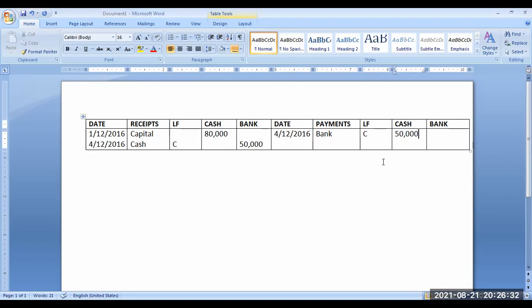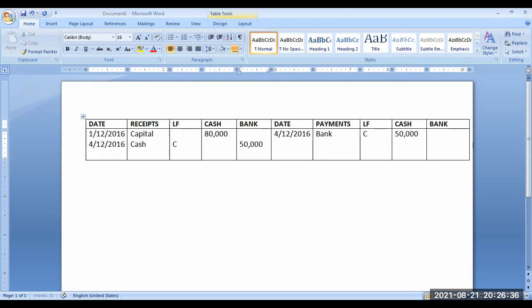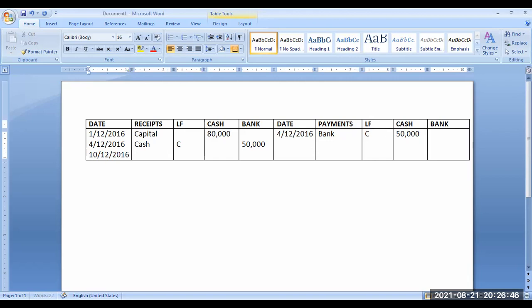Yes, sir. Very good. Next. What is the transaction? Received cash from Rahul. What is the date? 10/12/2016. The person's name is Rahul. What is the amount? 1000. Okay, next.